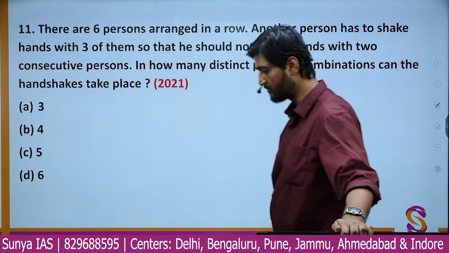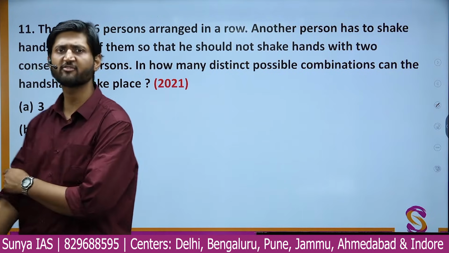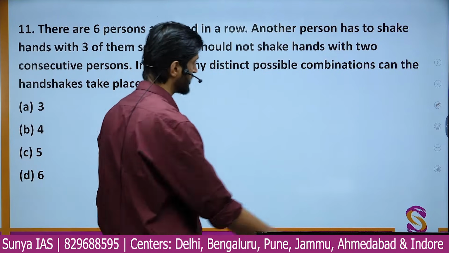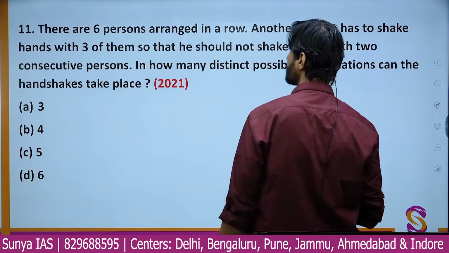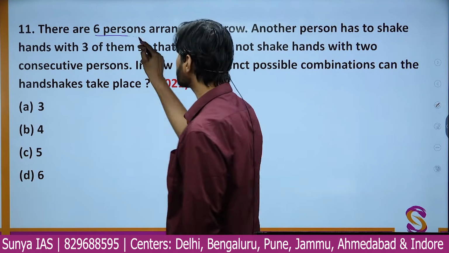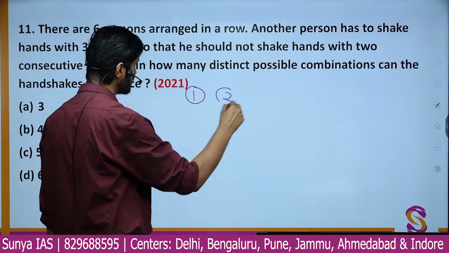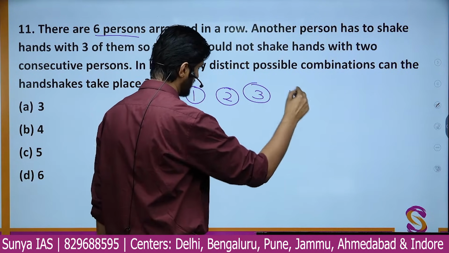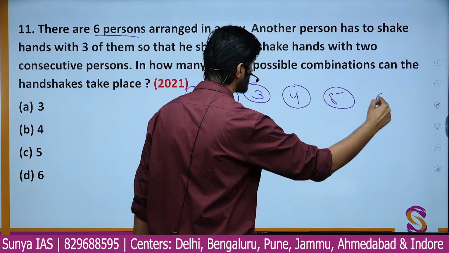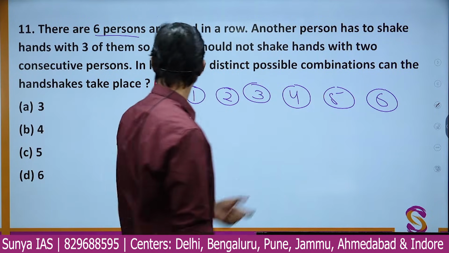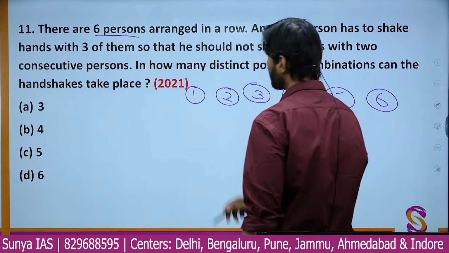We have question number 11. Here we'll be having all the manual cases being thought of again. So let us read it. The question says, there are 6 persons arranged in a row. Let's call them 1, 2, 3, 4, 5 and 6, right? Another person has to shake hands with 3 of them.